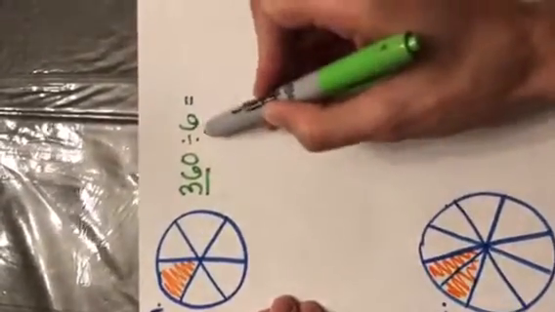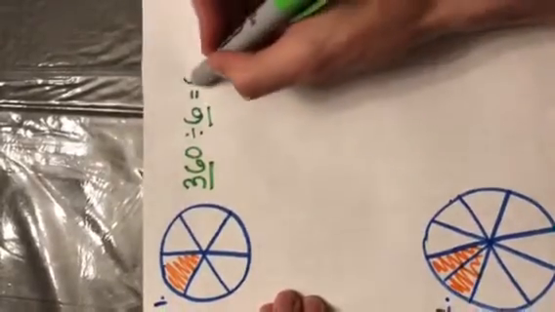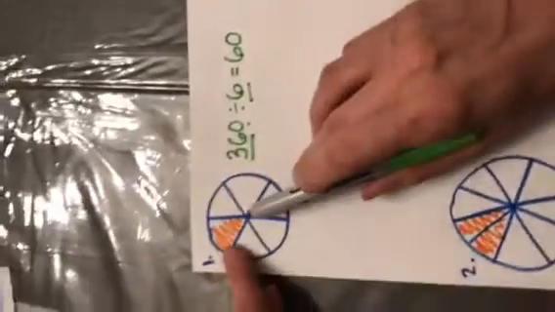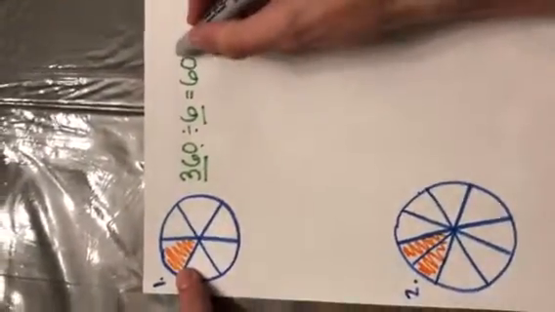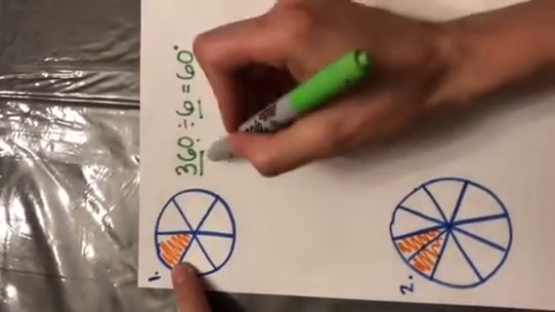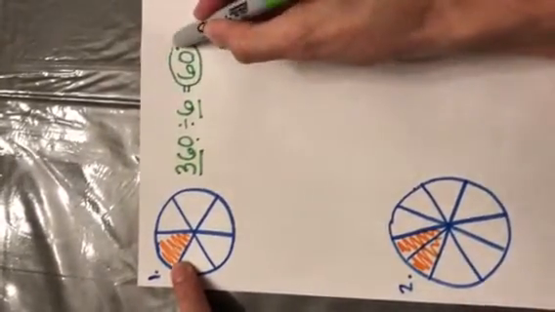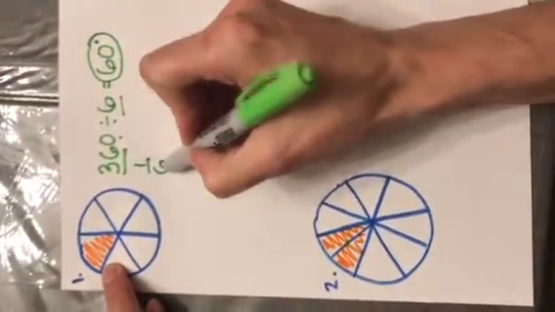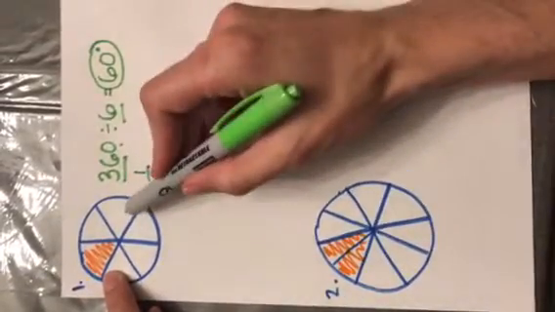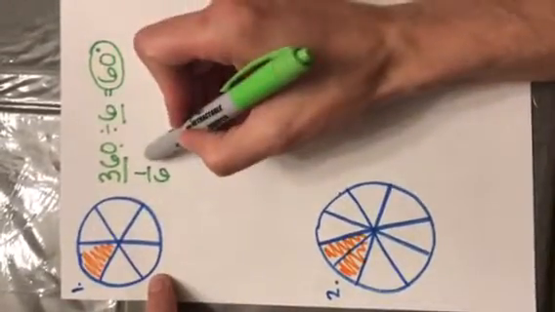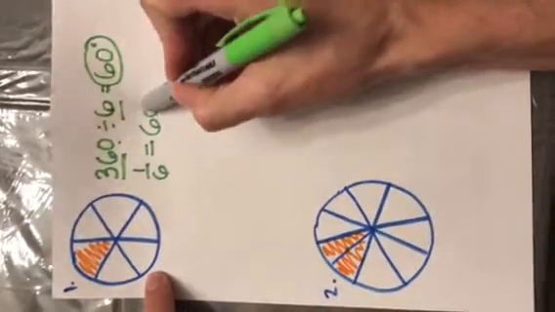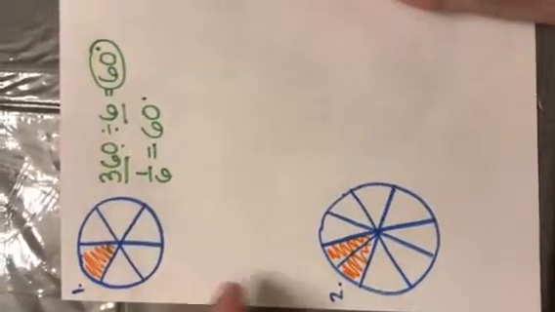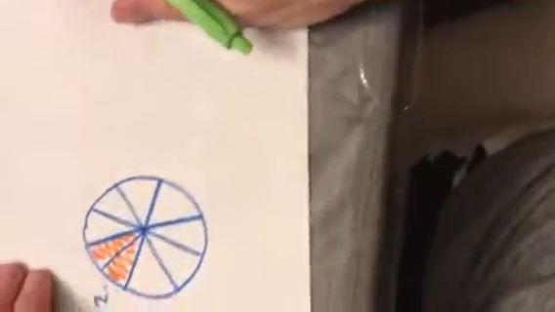If you look here at your basic fact, 36 divided by 6, you get 6. Bring your 0 over. You now know that this one part is worth 60 degrees. So I could write that 1/6 of the picture is equal to a 60 degree angle. This angle right here is 60 degrees. Okay, let's look at another one together.